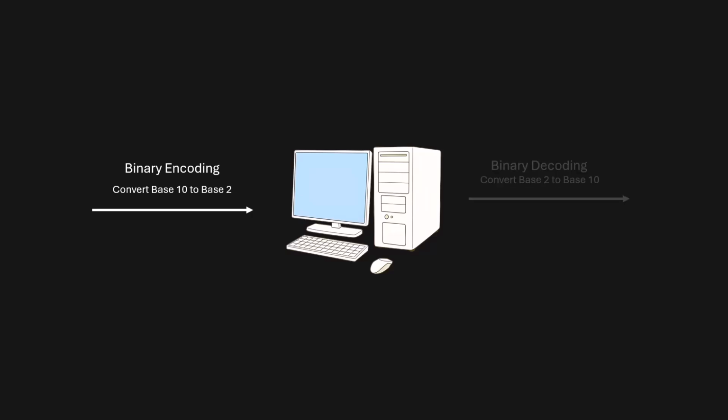Binary encoding and binary decoding. As we know, the computers we currently use operate based on base 2. Therefore, all the data we have, which we usually want to input into a computer and which is generally in base 10, must be converted to base 2. This process is called binary encoding. Now, the computer performs operations on this data and gives us an output. Since the output is essentially in base 2, it must be converted to base 10. This process is called binary decoding.